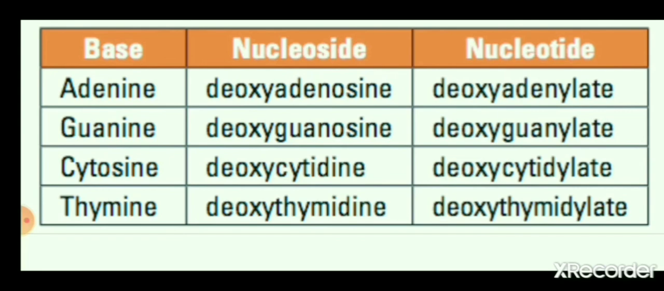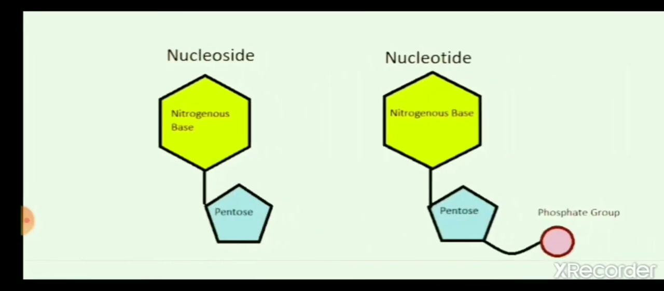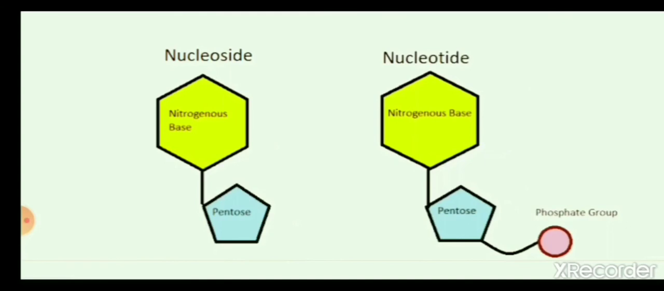And here is another diagram. In this diagram, the concept of nucleoside and nucleotide is clear. The yellow ring structure is a nitrogenous base attached with a pentose sugar. When that attachment happens, it is called a nucleoside. Followed by the nucleoside, the nitrogenous base plus pentose, the red circled part is a phosphate group. When it is attached with the nucleoside, it is called a nucleotide.